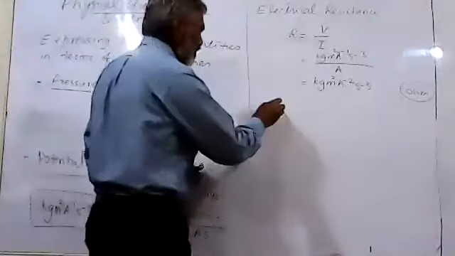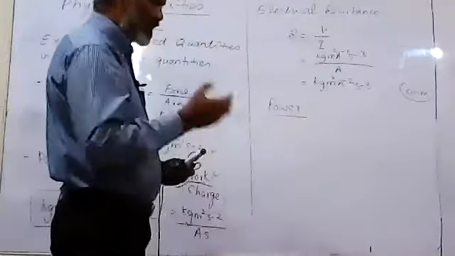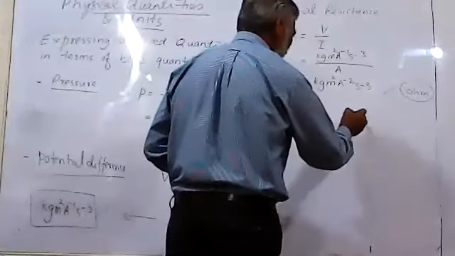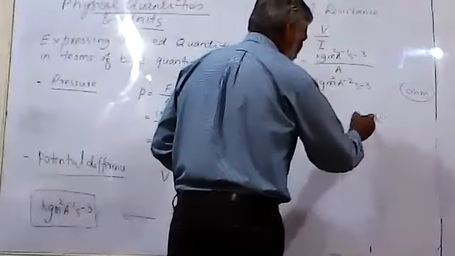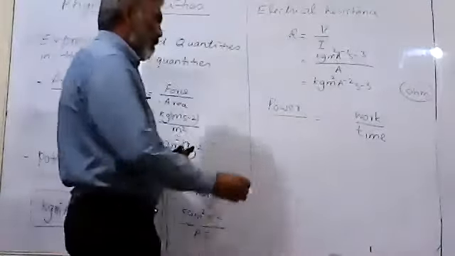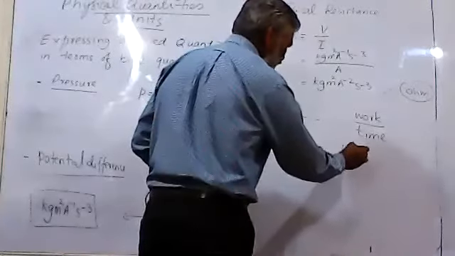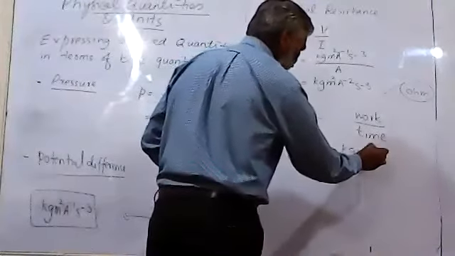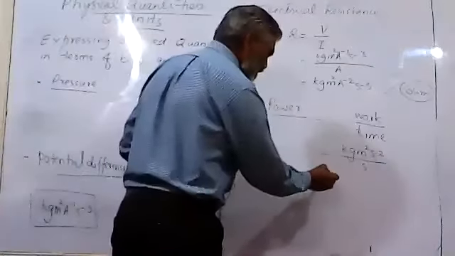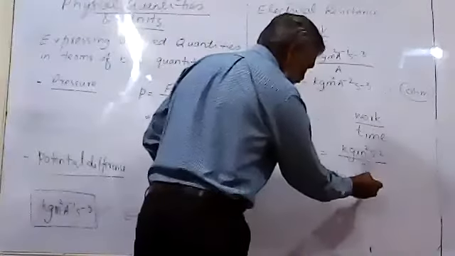One more, that is power. Power may be defined in various ways, but the most basic one is work over time. Work over time means work that we already know is kilogram meter square S minus 2 divided by time, which is seconds. Simplified, it becomes kilogram meter square s minus 3. This is power.